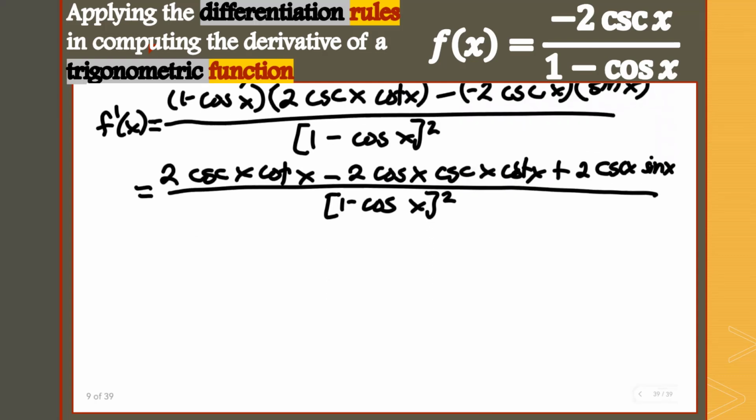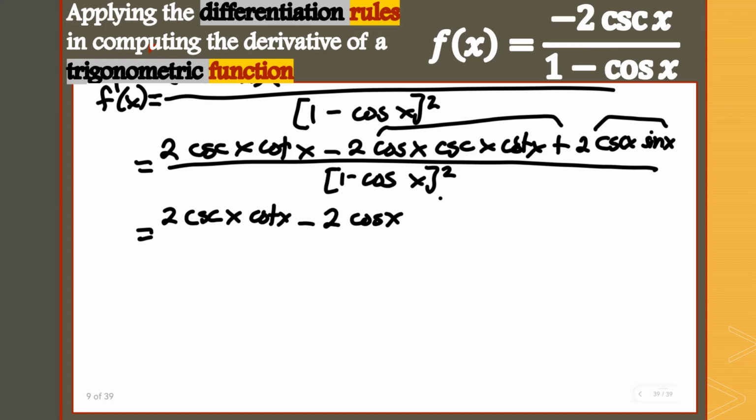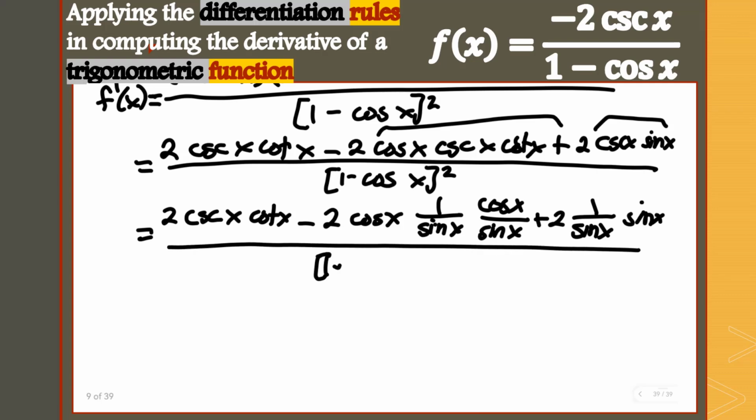Okay, so after then, look into this relationship, because this can still be simplified. You can no longer simplify cosecant and cotangent if you would like to just look into the appropriate forms. So what we can do here is this: 2 cosecant x cotangent x, minus 2 cosine x. Cosecant is 1 over sine x. Cotangent is cosine x over sine x. Plus 2, again, cosecant is 1 over sine x, and we have here sine x, all over 1 minus cosine x, the square of that.